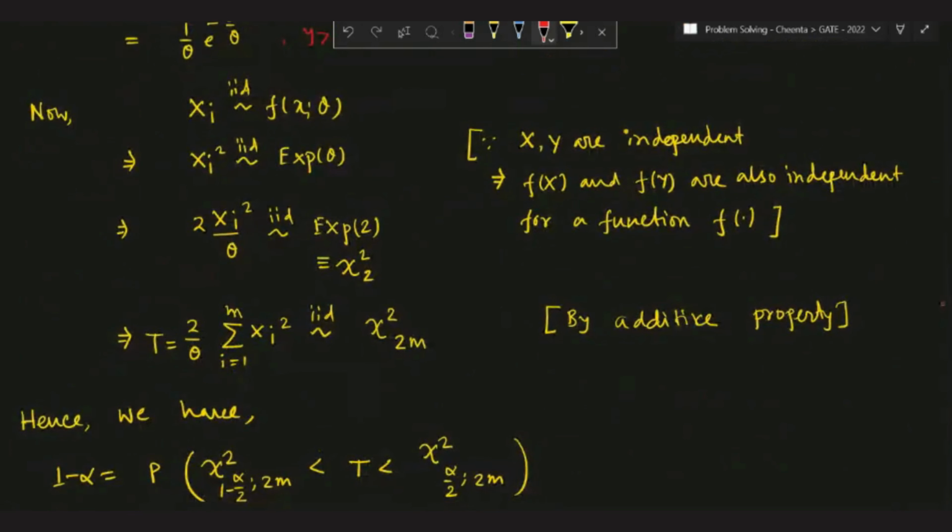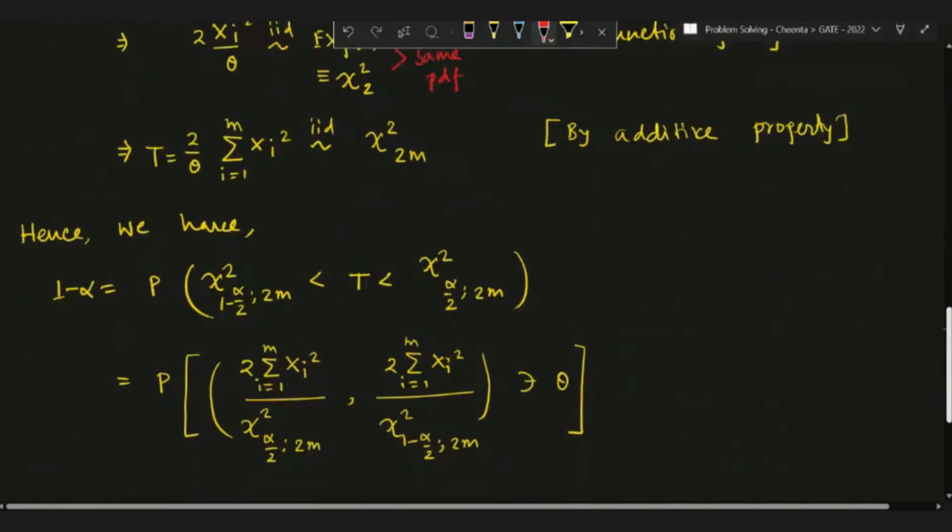So here Xi are IID f(x, theta), and Xi square is also IID exponential with mean theta, because if X, Y are independent random variables, then f(X) and f(Y) are also independent random variables for a function f. So now we use the transformation to Xi square by theta, which will give us exponential 2, and we consider that exponential 2 is the same as the chi-square 2 distribution because the two PDFs are the same. So by uniqueness, we can say that exponential 2 and chi-square 2 are the same distribution.